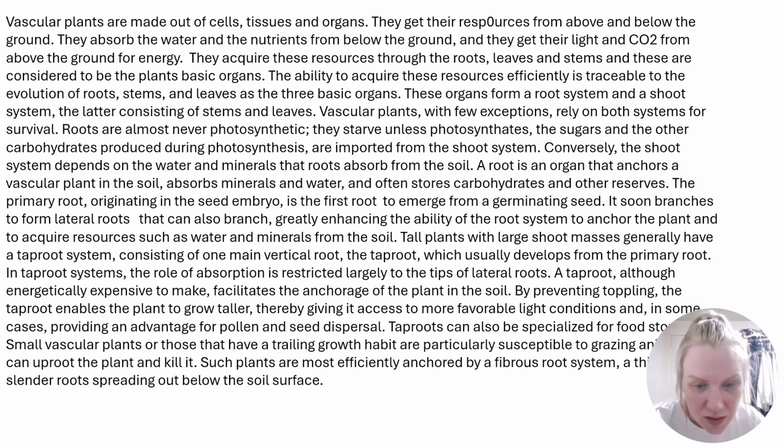Small vascular plants that have a trailing growth habit are particularly susceptible to grazing, which can uproot the plant and kill it. Such plants are efficiently anchored by the fibrous root system, with slender roots spreading out below the soil surface.